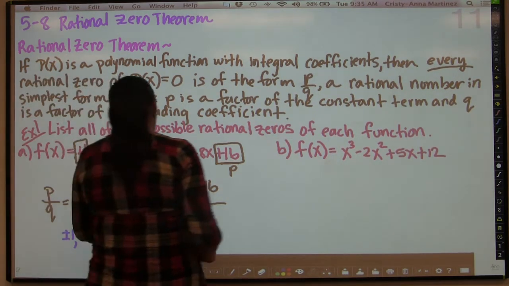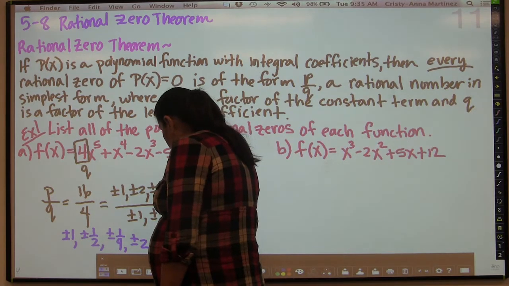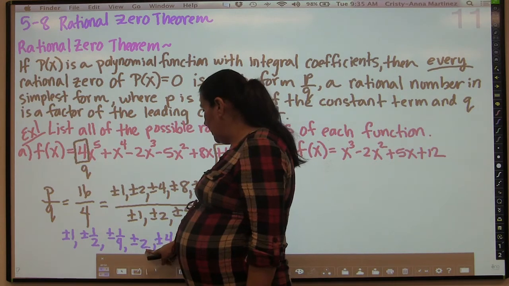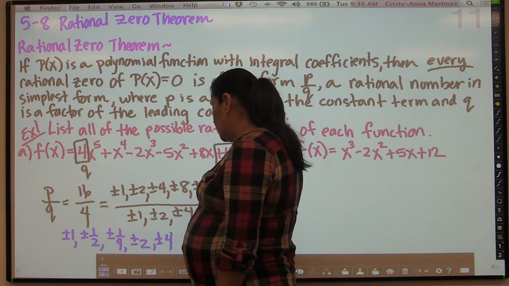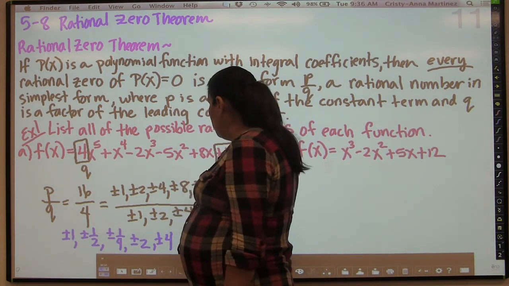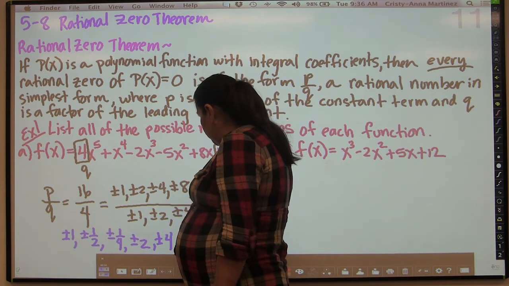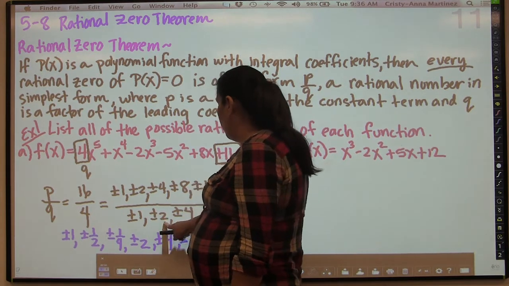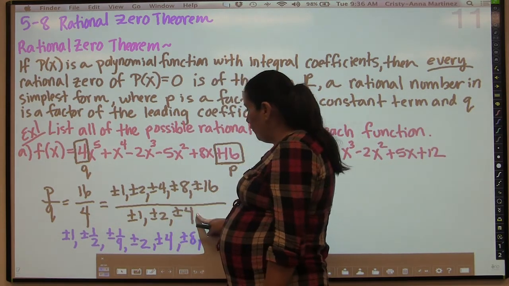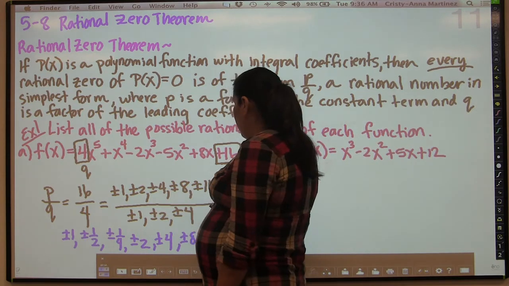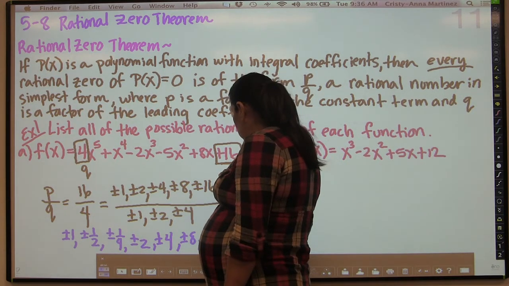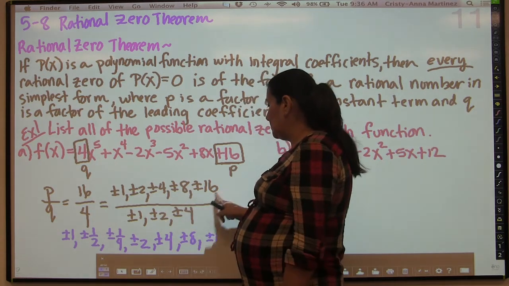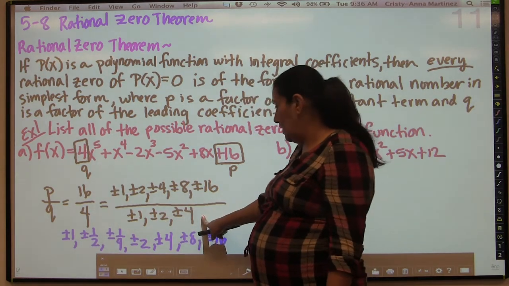And then we go to the 4, and we go 4 over 1, which is 4. And then 4 over 2, which is 2, it's already in our list. 4 over 4, which is 1, already in our list. Then we move on to the 8, so you get plus or minus 8. And then 8 over 2, which is 4, already in our list. 8 over 4, which is 2, already in our list. And then we go to 16. And then 16 over 2, which is 8, already in our list. And 16 over 4, which is 4, already in our list.